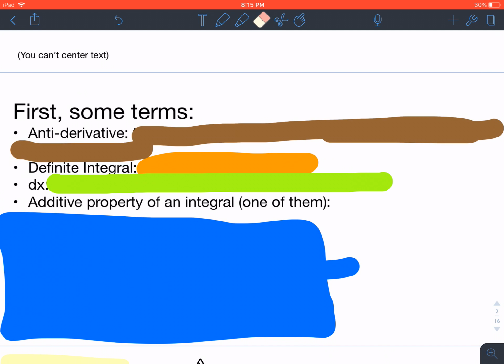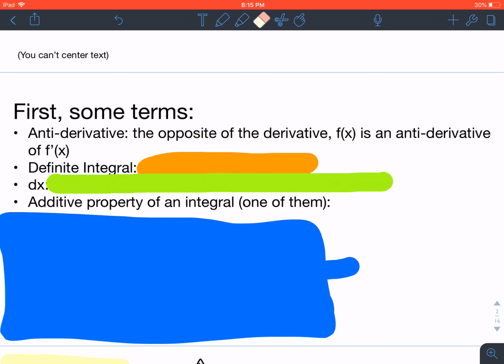The first one is the antiderivative, which as the name would imply is the opposite of a derivative. So if you have f of x, that's an antiderivative of f prime of x, being the derivative of f of x, and then if you go backwards, then f of x is the antiderivative.